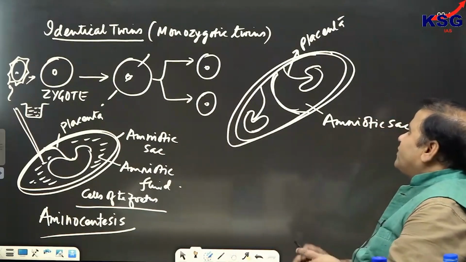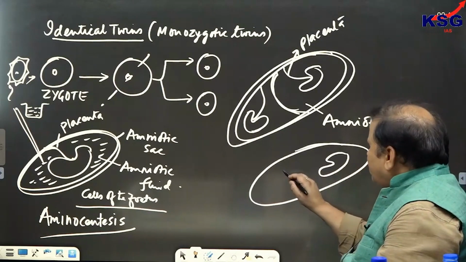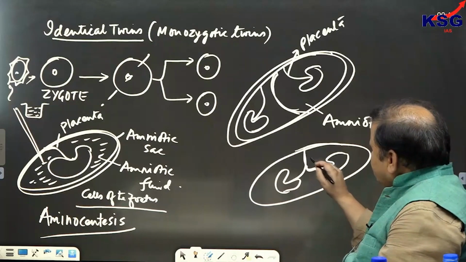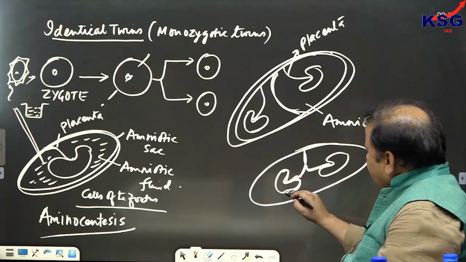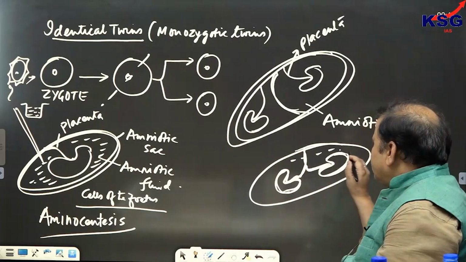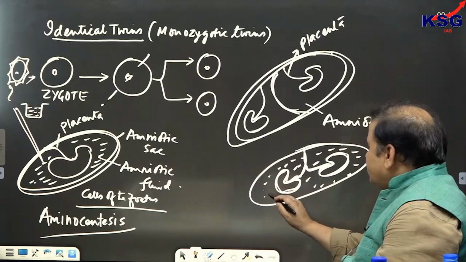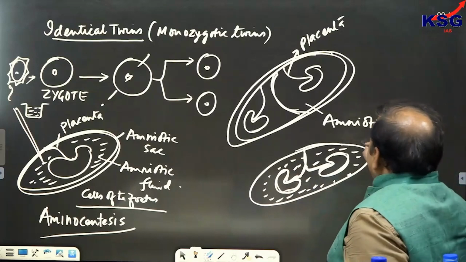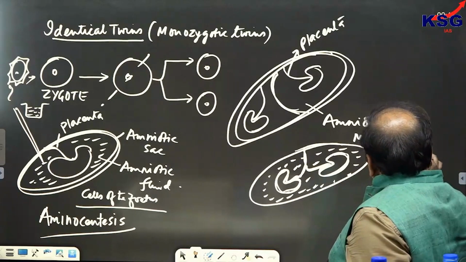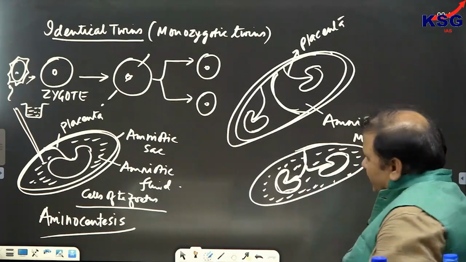Sometimes the fetuses leading to the birth of identical twins may be present in the same amniotic sac and they would be sharing the same placenta. Clear? This is a rare case of identical twins. These kinds of identical twins are called mono twins.